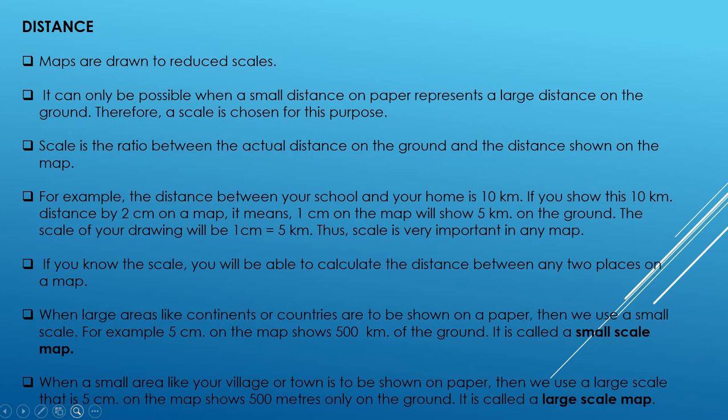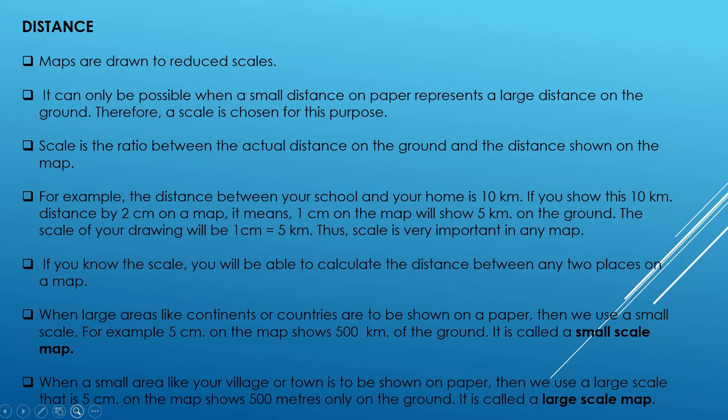So you are showing the 10 kilometer distance on the ground between your home and school as 2 centimeters. It will show the scale is 1 centimeter is 5 kilometers. That's why 2 centimeters will be equivalent to 10 kilometers. So scale is very important in a map, because you have to draw a map in reduced scales. If you know the scale, you'll be able to calculate the distance between any two places on a map. When large areas like continents or countries are to be shown on a paper, then we use a small scale.